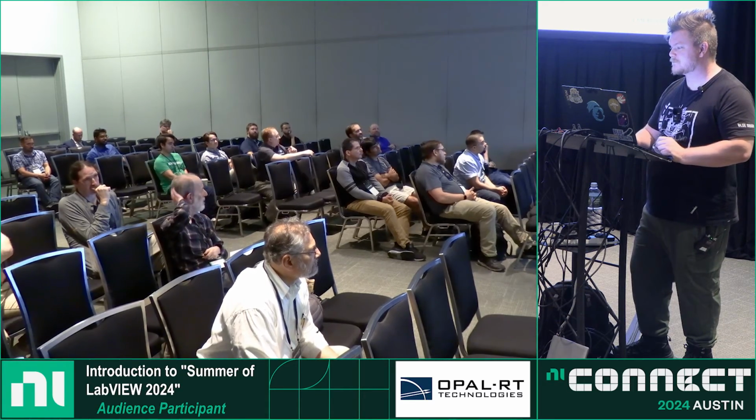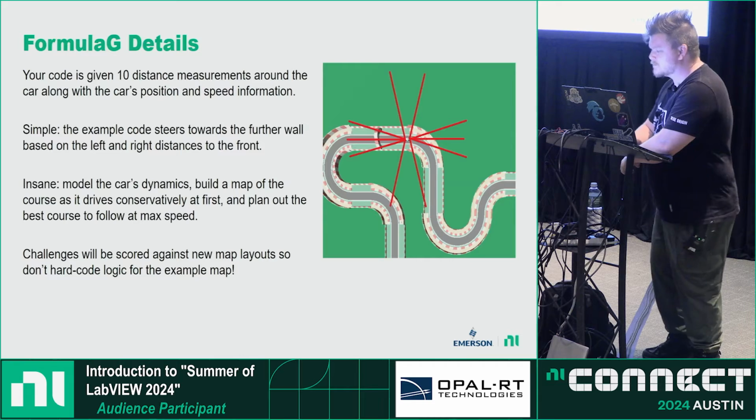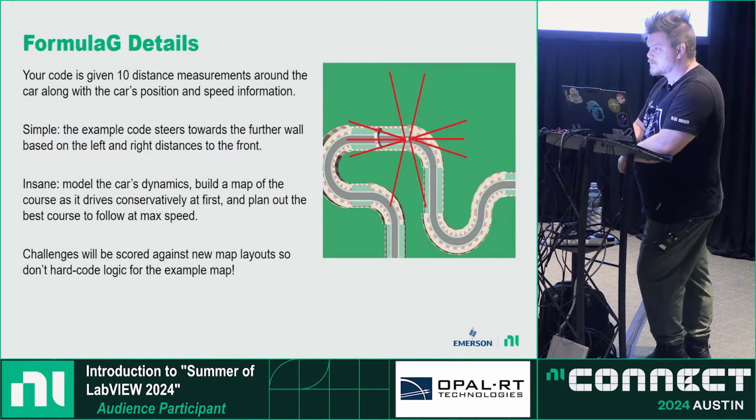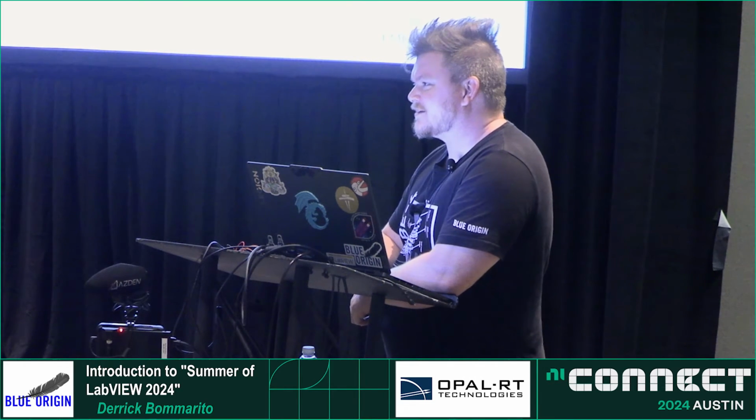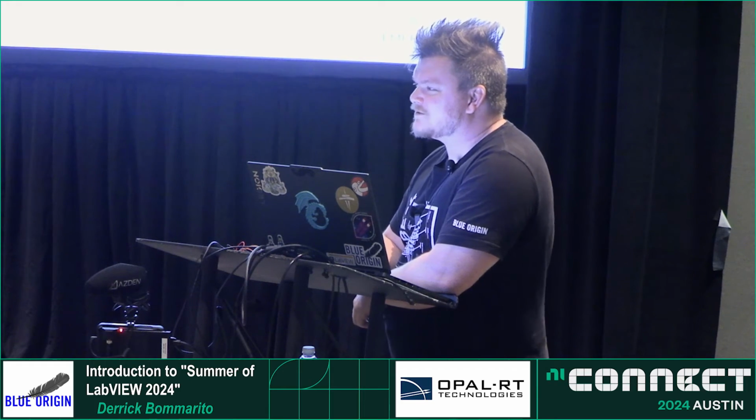Follow-up question was, is the finish line an obstacle, or can you just pass through it? It is an obstacle. It's got to be able to make it through the center of that gate. That is the only obstacle on the course.